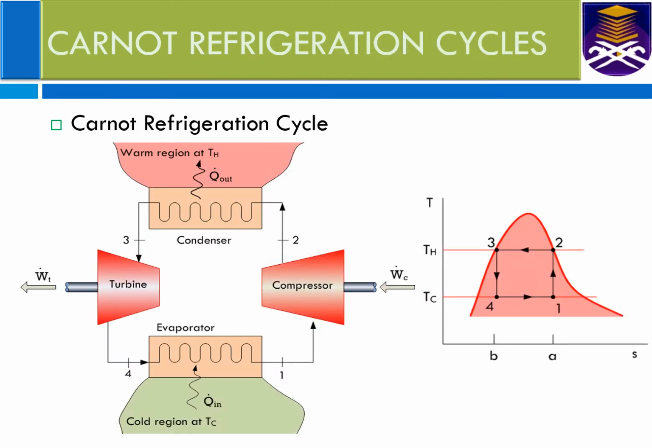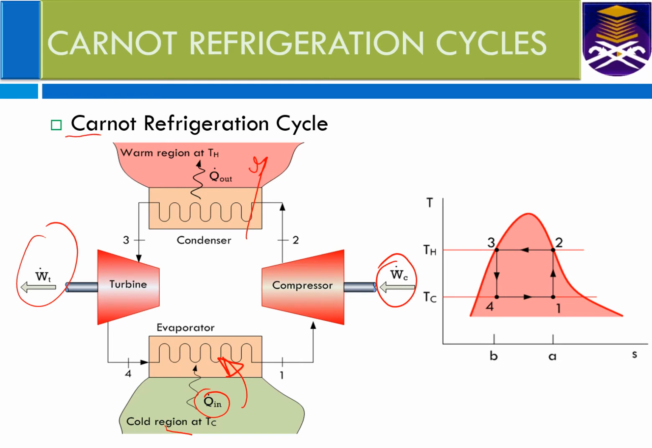Okay, so this is a reverse Carnot cycle where the heat is transferred from the cold region with the Q in, and then it is transferred to the hot environment, Q out. Then it requires a compressor power input and produces an output from the turbine. So this is the reverse Carnot cycle.